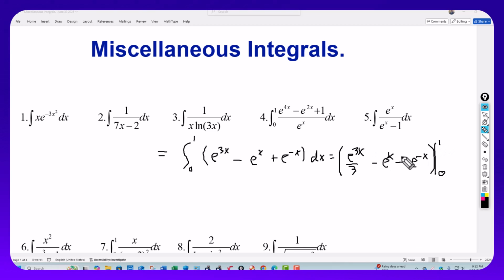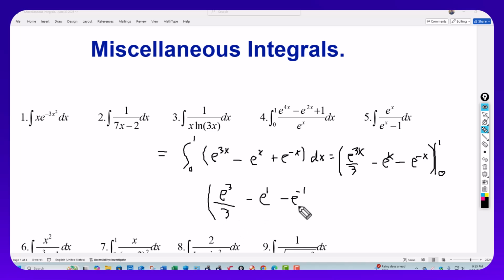So we evaluate these components here at 1 and then subtract the value at 0. So let me just bring it over here, evaluate at 1. So this would be e to the 3 over 3. All I'm doing is replacing the x by 1. This is going to be minus e to the 1 minus e to the minus 1.